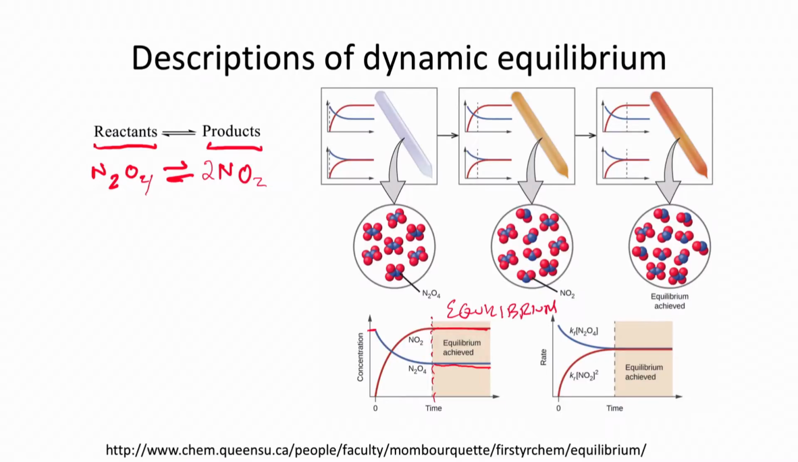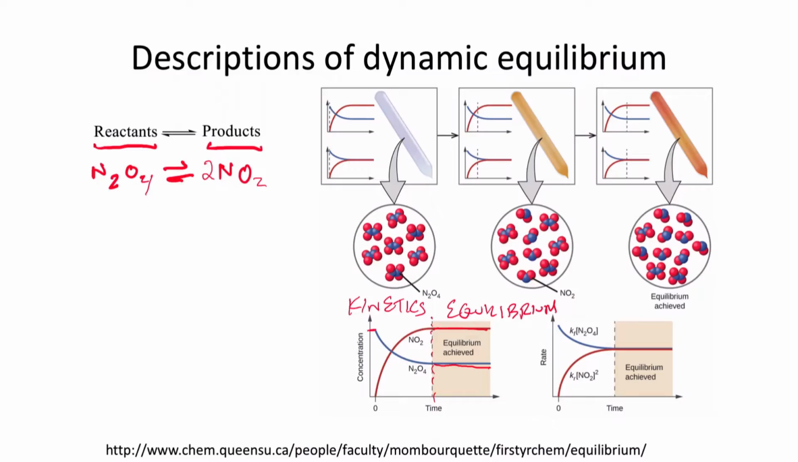The points to the left of this, where things are still changing as a function of time, is called kinetics. And so we're going to focus on kinetics a little bit later, but right now we're just looking at equilibrium. Okay, we're assuming that things are happening slowly enough or that I've waited enough time to be able to reach this state, sometimes called steady state.